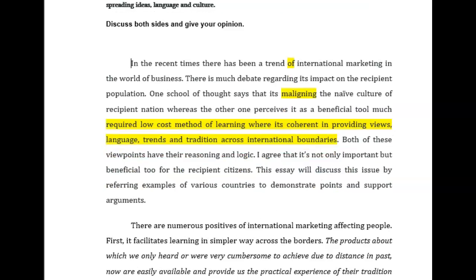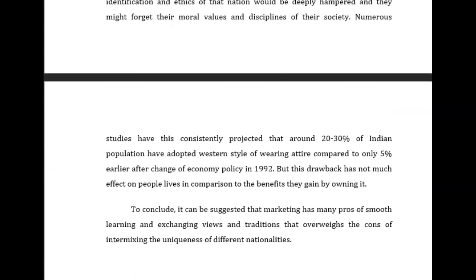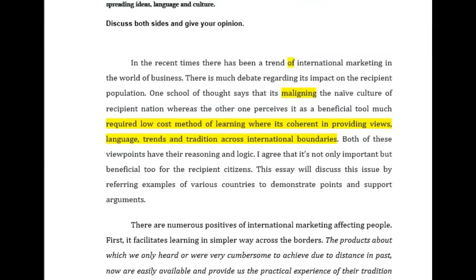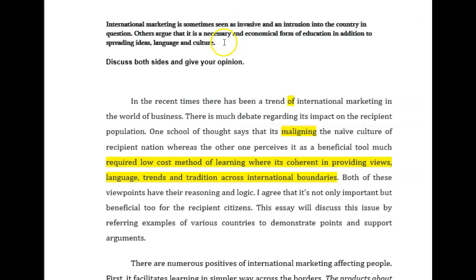Just a couple of points to draw your attention to immediately. Your word count is 396. Now, as I've written here, watch out. The guideline is 250 and you will lose marks if you go above 280. So one of the things the examiner marks you on is task achievement. This includes writing the right amount and staying on topic, okay? Showing that you really understand the question.